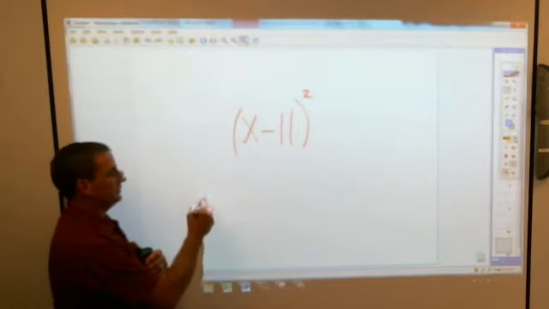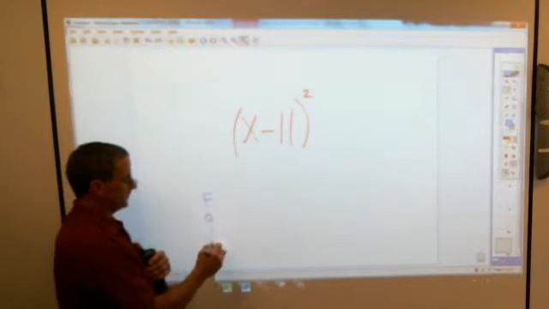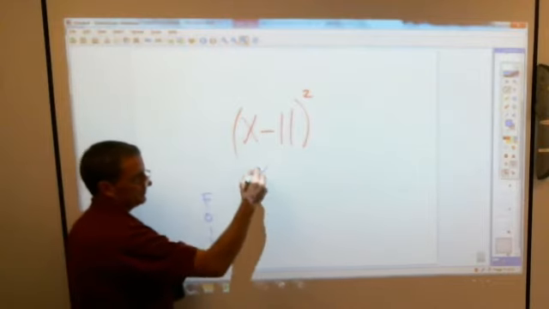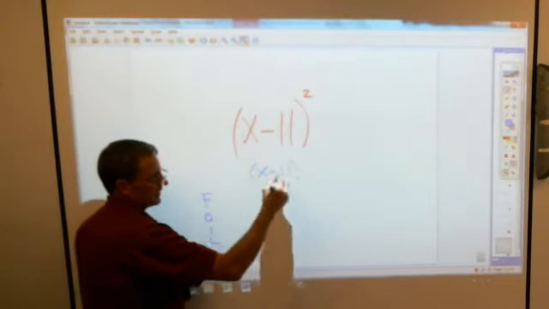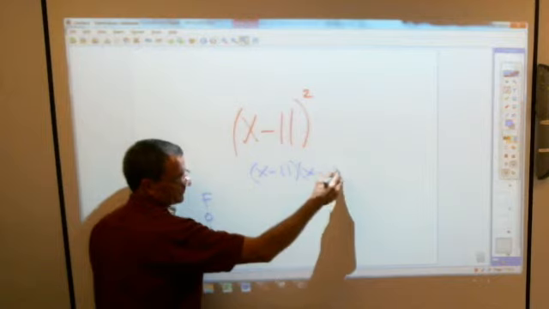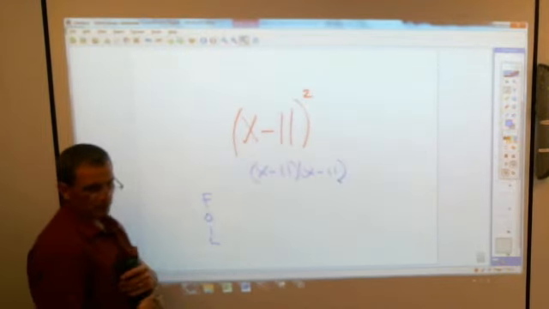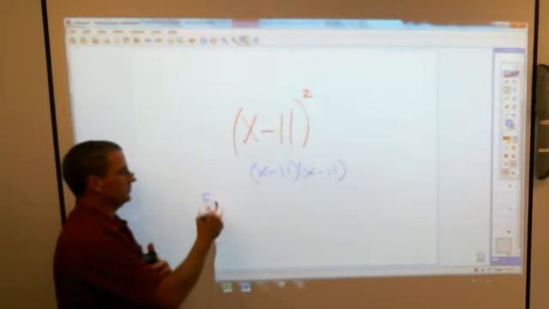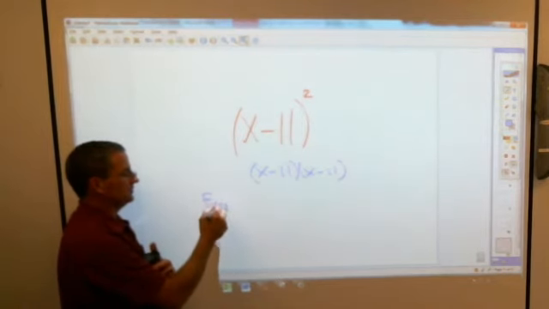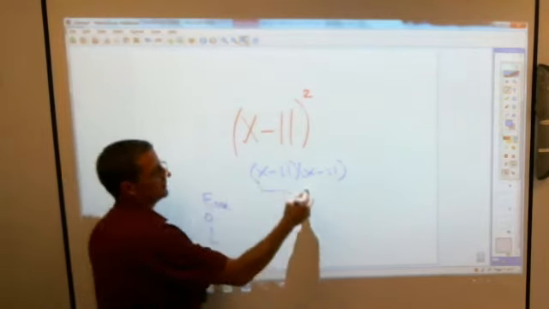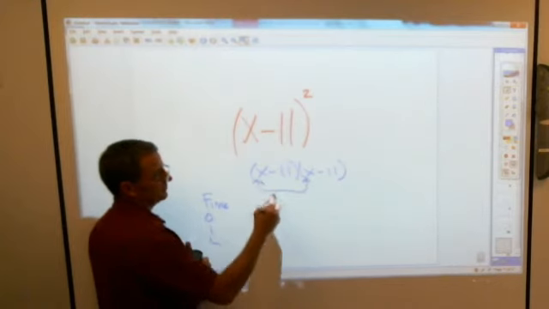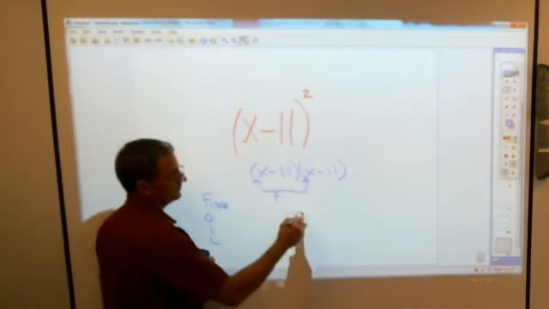Foil. Right, we had this little thing called FOIL. x minus 11 times x minus 11. That's what this is, because it's x minus 11 squared. Which meant you had to do what? The first terms times themselves, which is x times x. What is x times x? Squared. So you get an x squared.